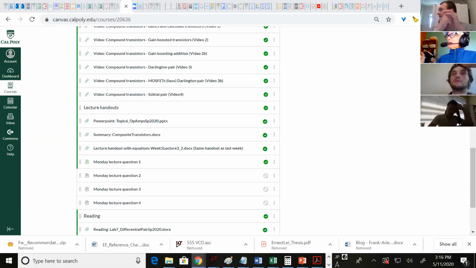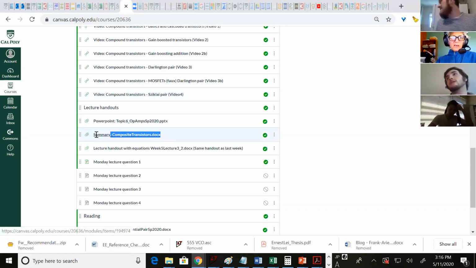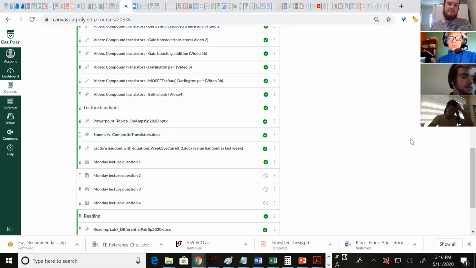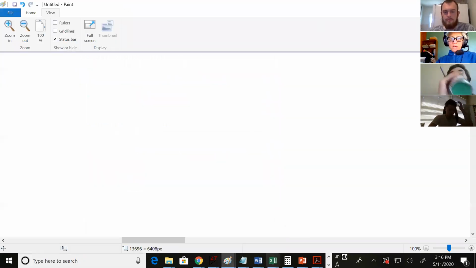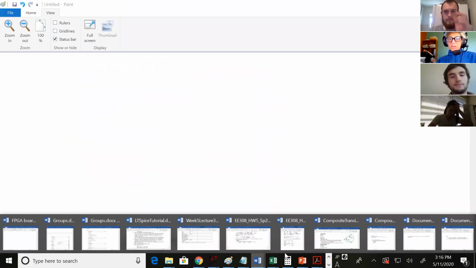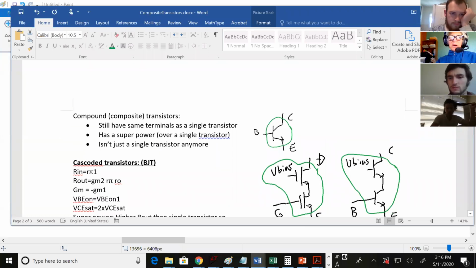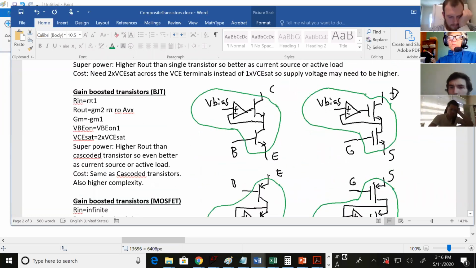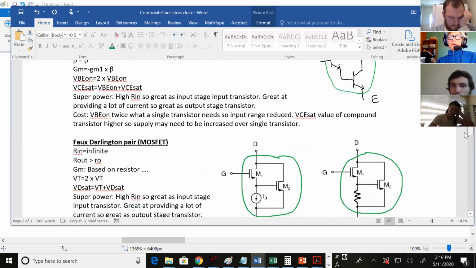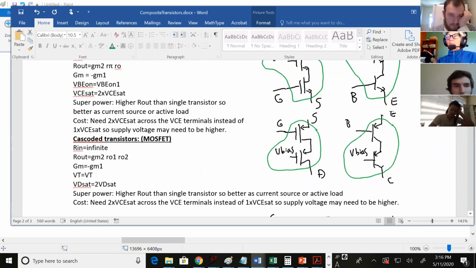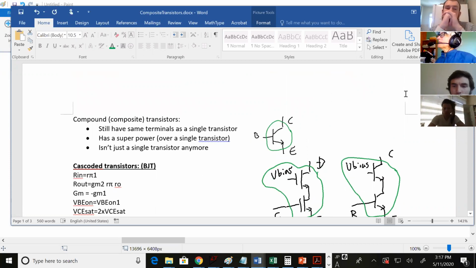Alrighty. So the handout we're going off of today is this composite transistors doc. My mouse is officially dead. So that document talks about composite transistors. And in this class, we'll talk about cascoded transistors, gain-boosted transistors, Darlington pairs, and Sziklai pairs. So we'll talk about four different kinds of composite transistors.